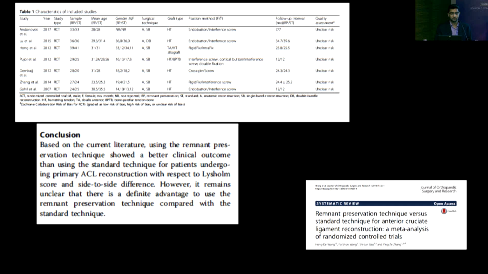So then I went through the literature, and the literature has multiple reviews, and they all stated that the Lysholm scores of the patients would improve and the side-to-side difference would improve. However, there was no current consensus on the same. When I went through this paper, it stated that Louis et al., on relook surgery, found better synovialization of the ACL graft in remnant preservation as compared to remnant removal. That was something of importance for me.